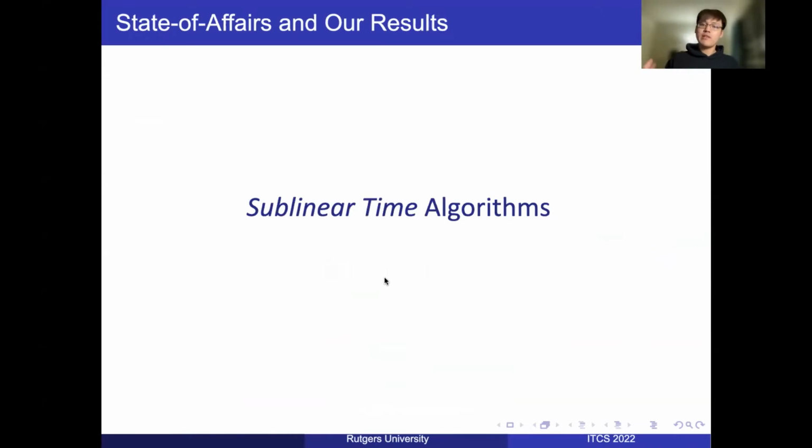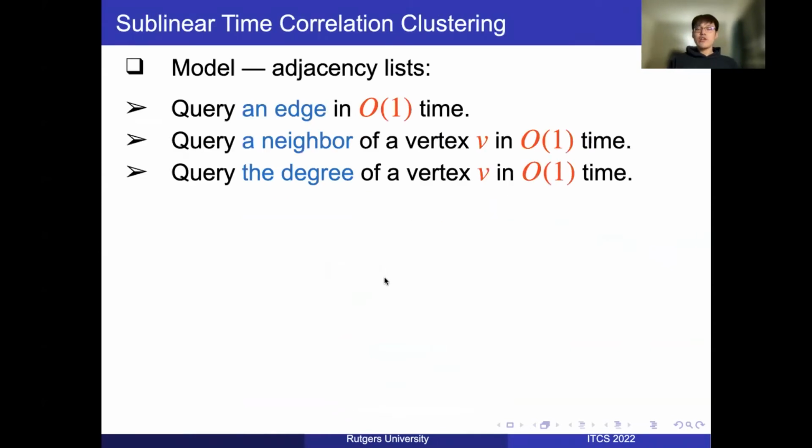The first one is sublinear time algorithms. When we talk about sublinear time, we need some model. The standard model for sublinear time algorithms is the adjacency list model. So in constant time, we can query and fix a vertex. In constant time, we can query one of its neighbors, or we can query its degree.